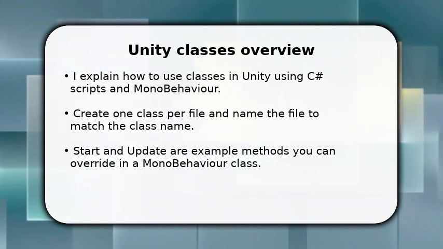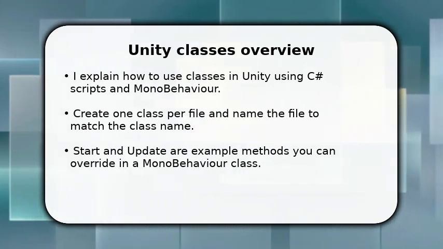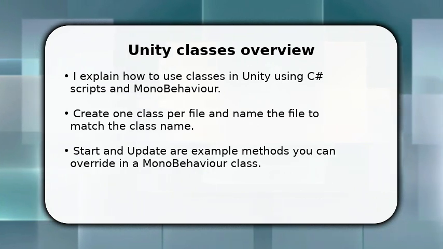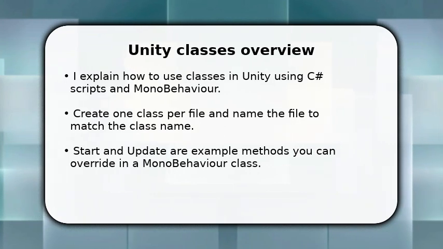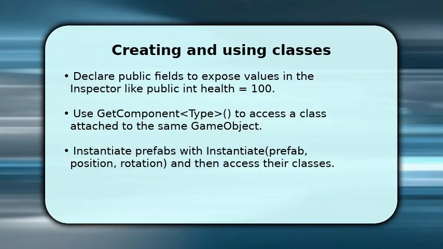You can also write plain C# classes without MonoBehaviour for data or utilities in your project. Declare public fields to expose values in the inspector, like public int health = 100. Use SerializeField to expose private fields when you want encapsulation.